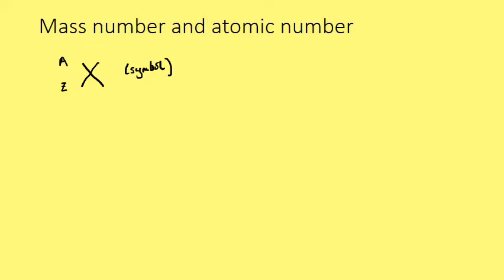So the A is the mass number, and the Z is the atomic number, and the mass number is the number of neutrons plus the number of protons, and it gives the mass of the atom. And the atomic number is just the number of protons, and that actually defines the atom as a particular element. All right, so the element is an atom with a certain number of protons in it.